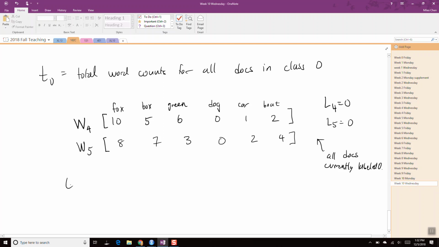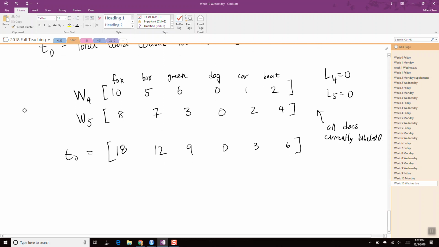Okay, so then your T0 is going to be 18, 12, 9, 0, 3, 6. So it's just the total word counts. For all the documents currently labeled 0, Fox appears 18 times, Box appears 12 times, Green appears 9 times. So we're just creating a total word count vector for all the documents currently labeled 0, and we use this to generate our theta 0 value.